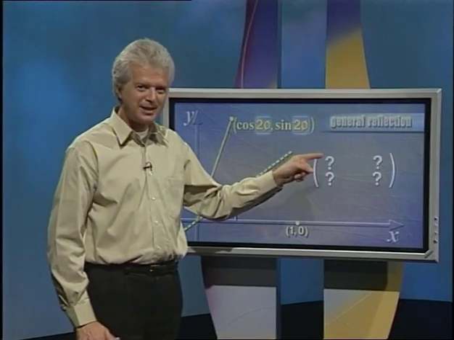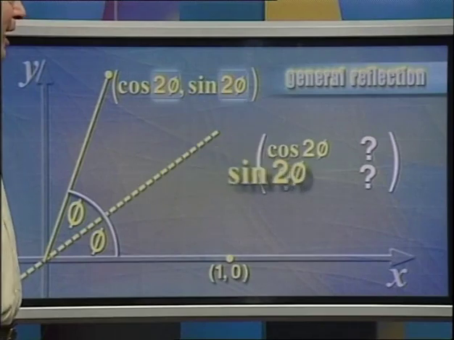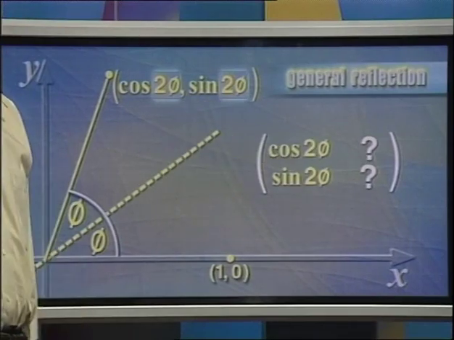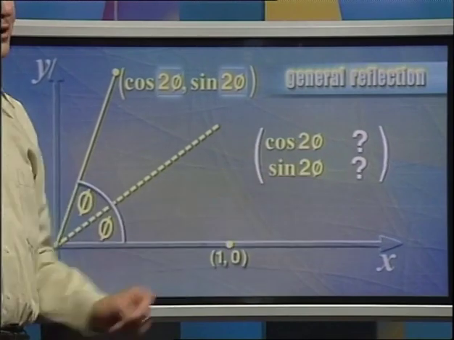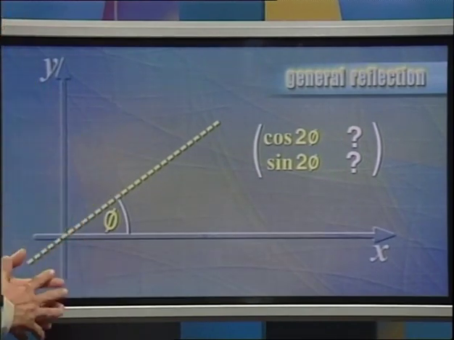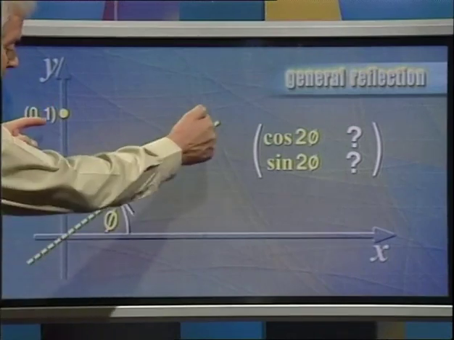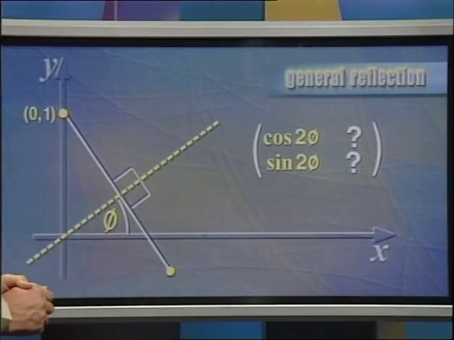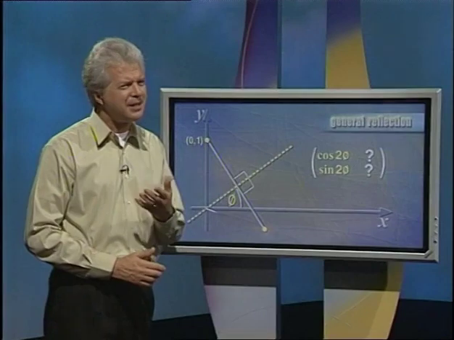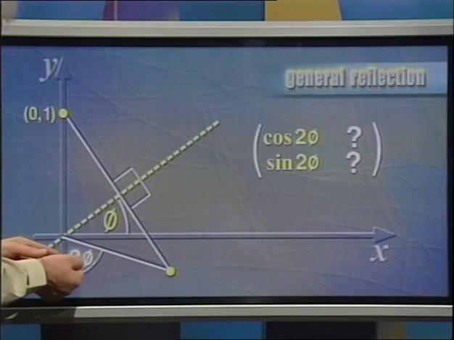And the matrix has, as its first column, the image of (1, 0): cos 2φ, sin 2φ. And we're halfway there. Right, what about the second column? We have to find the image of the point (0, 1), and it would be reflected in our dotted line to a point down here. Now the trigonometry gets a bit difficult, so don't worry about this.